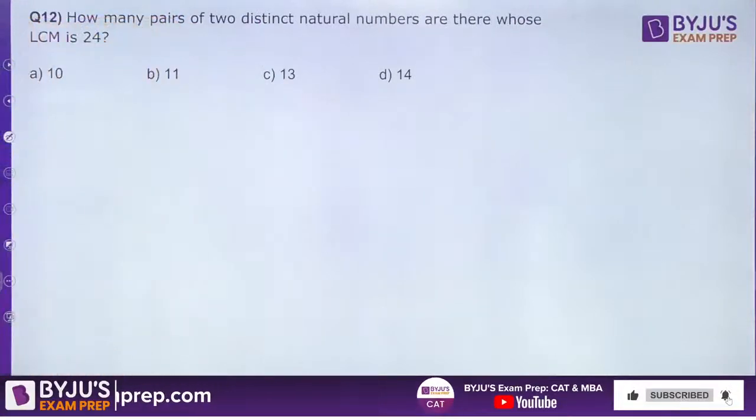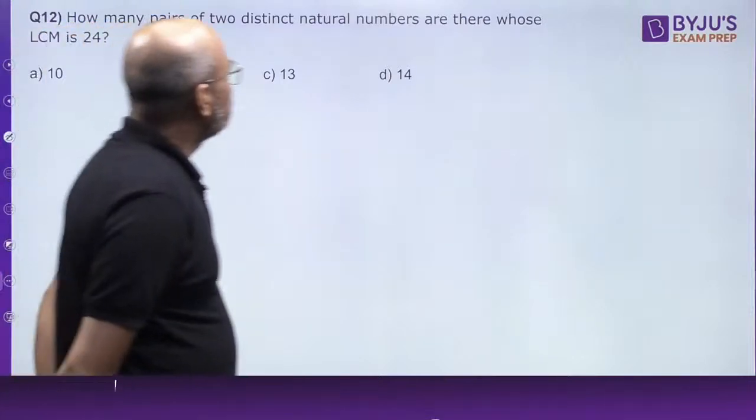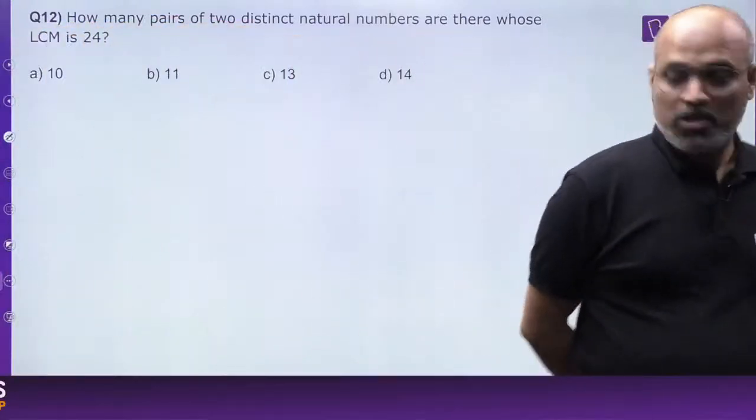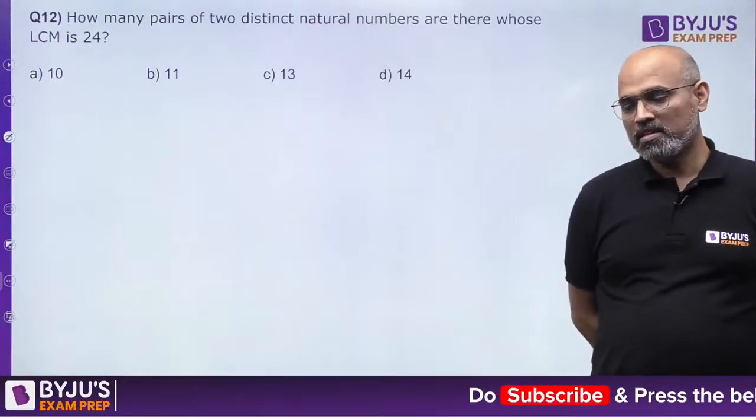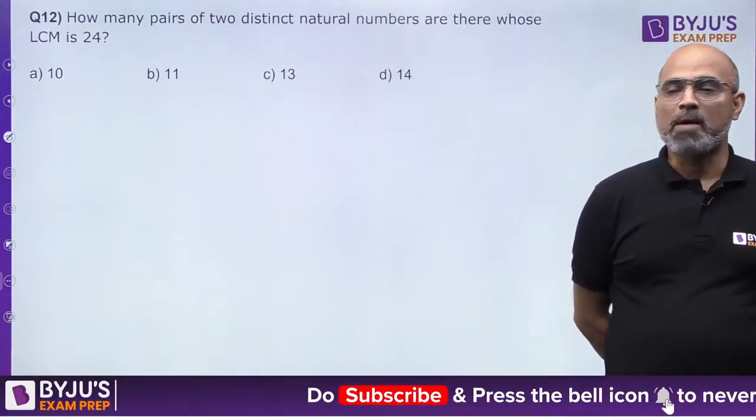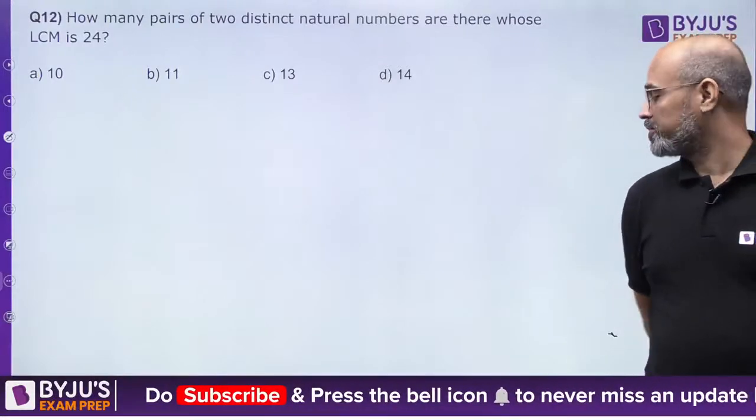Let's move to the last question of the day. How many pairs of two distinct natural numbers are there whose LCM is 24? So previous question में HCF based था. This question is asking you how many numbers exist where LCM is 24.